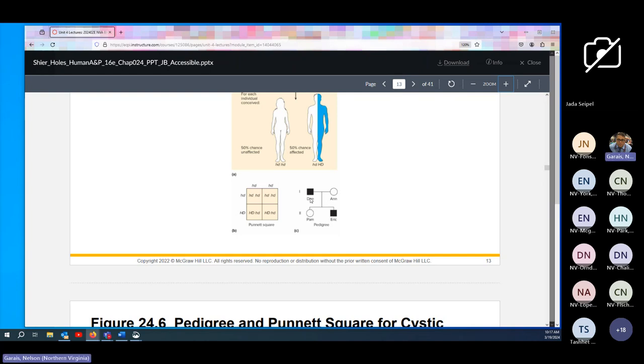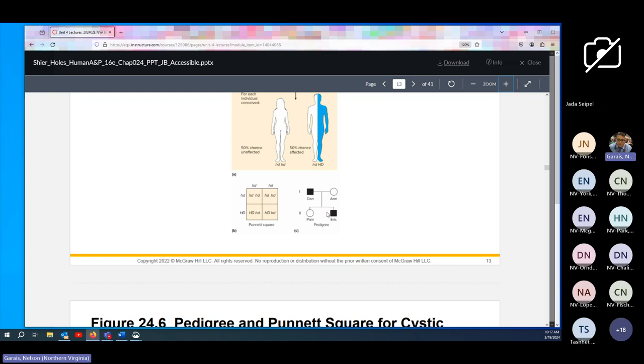See, they got it backwards. Mom is supposed to, see, this is why I don't like this slide as well. Mom is the one who got hit. If the square is full, that means they have the disease. If the square is shaded or half, that means they are a carrier. If the shape is empty, that means they're perfectly normal. Square is male, circle is female.